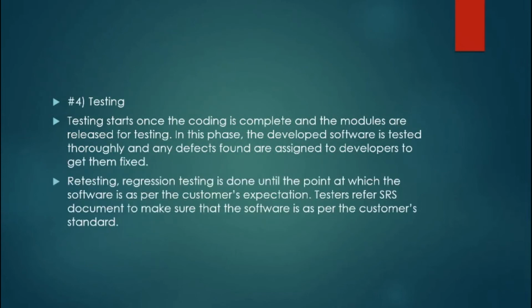Now fourth phase is the testing phase. In the testing phase, once the coding is complete, small modules are released to the tester for testing. So the software is tested thoroughly. The testers will create test cases. They will send the test approach document about what they are going to test for that particular product. That test approach document should be signed off by the customer in order to make sure that the scope of the testing is fixed.